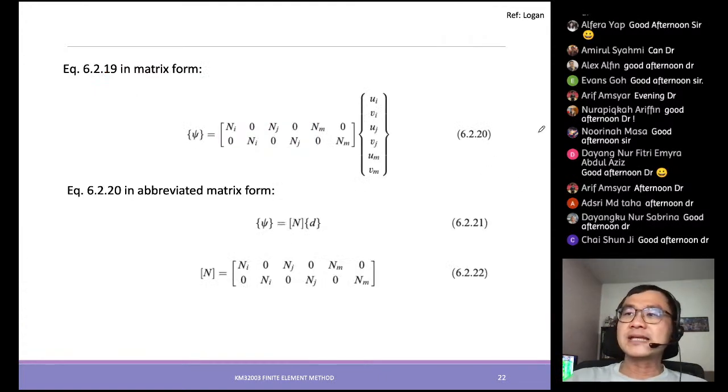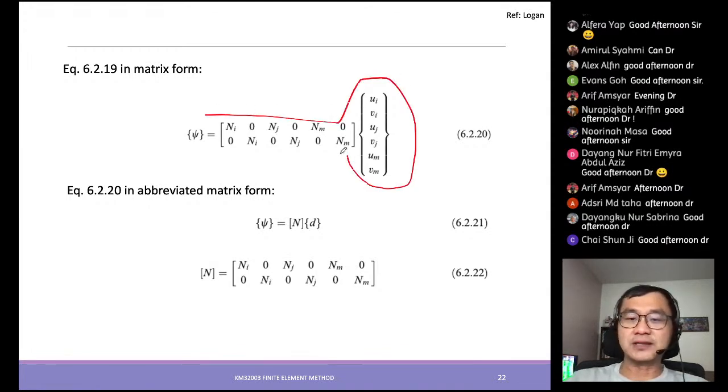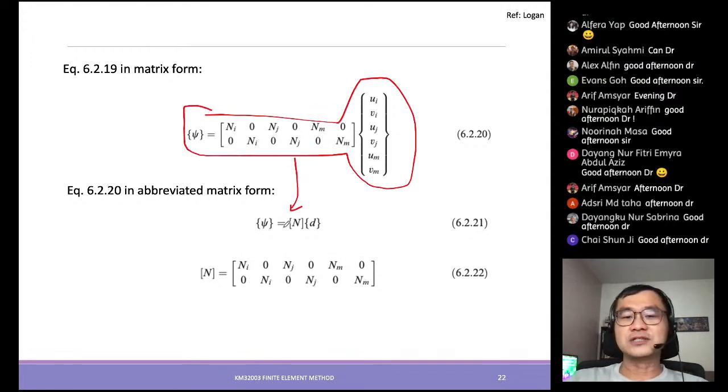So once you get the shape functions, you can re-express, just rearrange the order of the matrix. Eventually you come to this particular form. In short, this is the shape functions matrix, and this is the displacement matrix, or the nodal displacement. So remember, this is the shape functions.